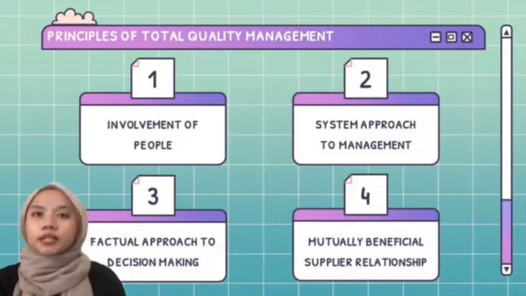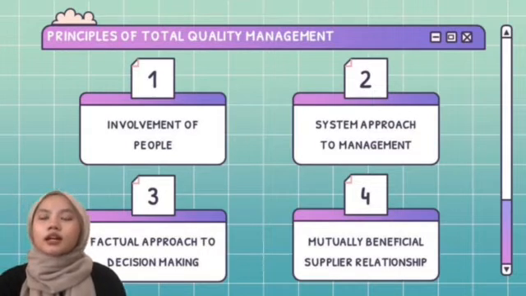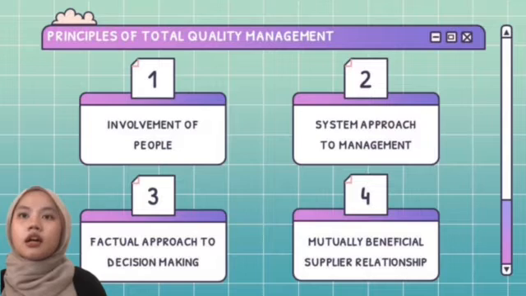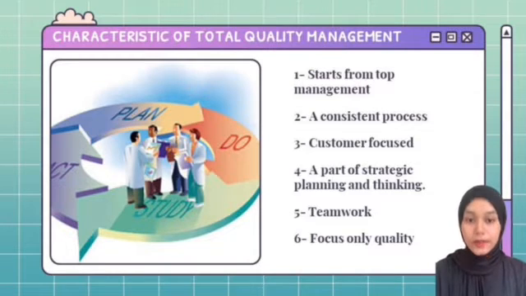Next, factual approach to decision making. Effective decision making is always based on data analysis and information. Lastly, mutually beneficial supplier relationship. Since an organization and its supplier are interdependent, a mutually beneficial relationship between them can increase the ability of both to add value. The characteristics of total quality management: first, it starts from the top management.